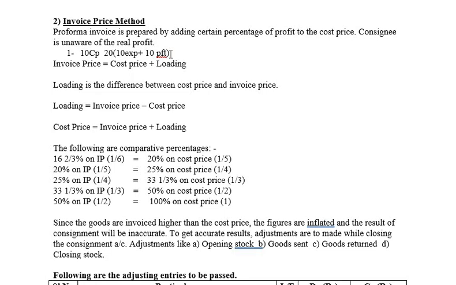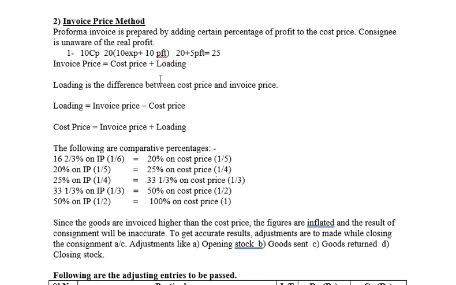Now, what does the consignee do here? He will assume that the cost price of the goods is 20. So at what price will the consignee sell? Let's say that 20 rupees is the cost price, plus let's say 5 rupees is the profit. So the consignee will sell the goods at rupees 25.